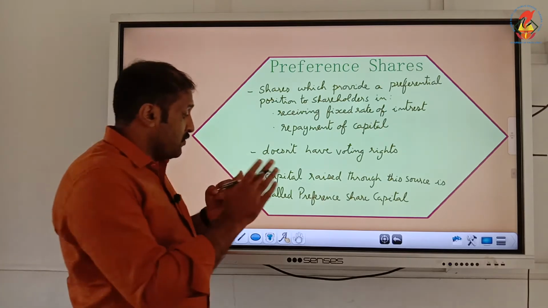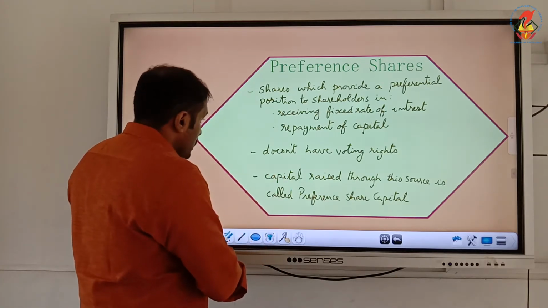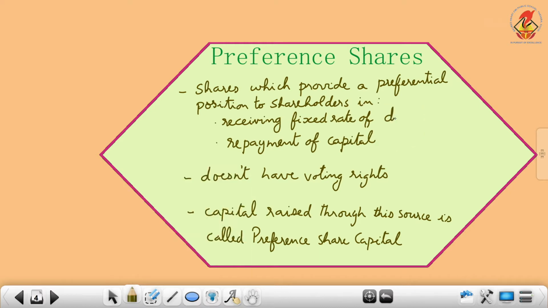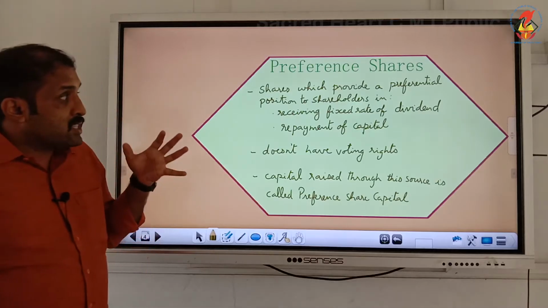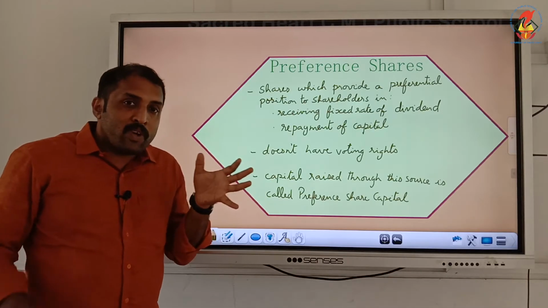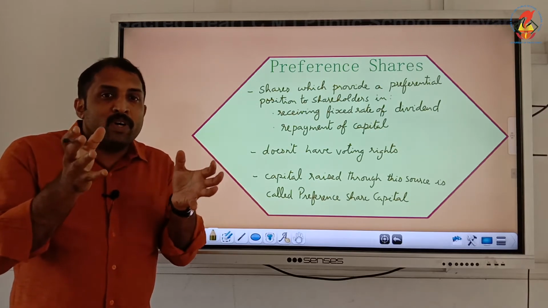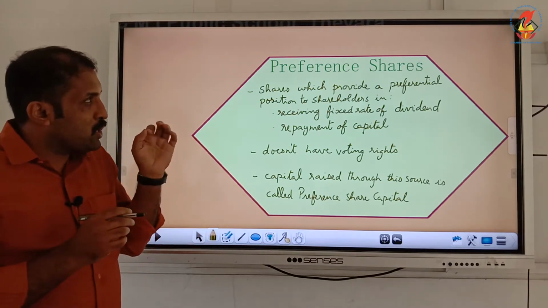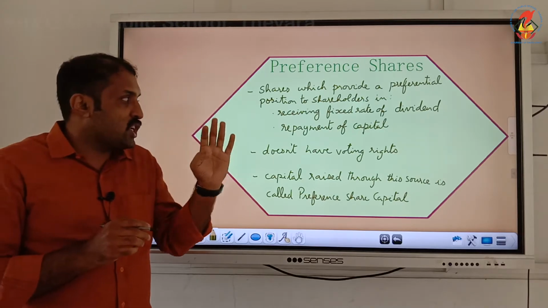Receiving a fixed rate of, it is not interest, it is dividend. It's a mistake. It is not interest, a fixed rate of dividend. In receiving a fixed rate of dividend and repayment of capital, they will be preferred. They will be given preference when compared to equity shareholders. That is why it is called preference shares.